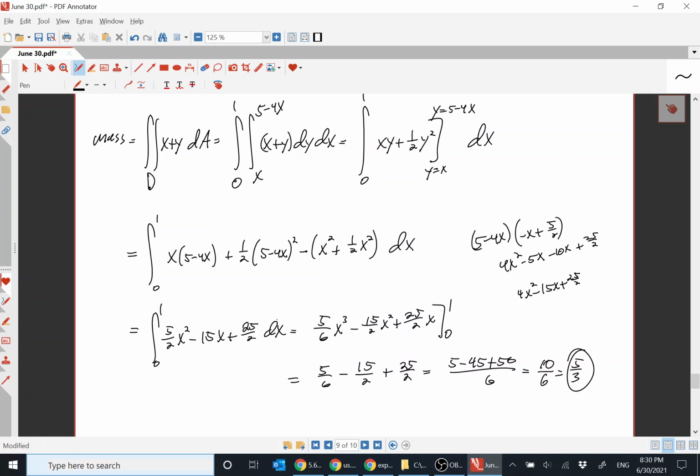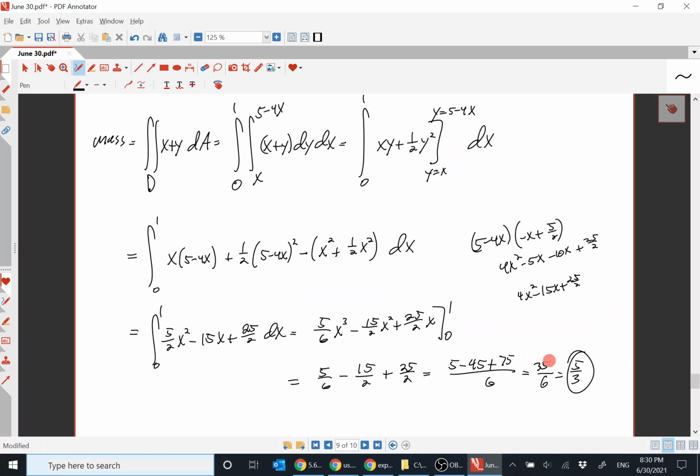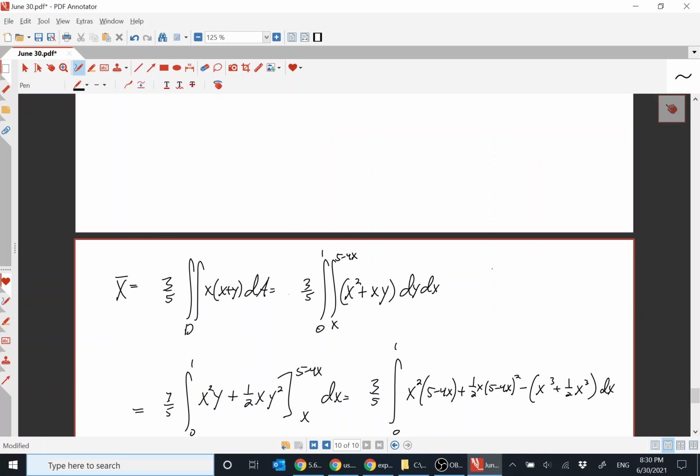0 to 1, 5 sixths minus 15/2 plus 25/2. Multiplying by 3, oh, 75. Multiply by 3, this is 45, this is 75. So 75 minus 45 is negative 30, or sorry, it's 30 plus 5, so it's 35 over 6. So 35 over 6 is not divisible by any of those. So this is 6 over 35. This ought to fix it.